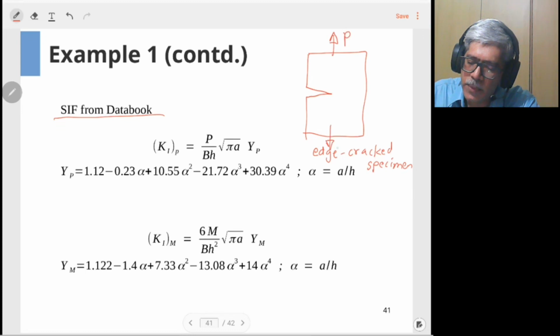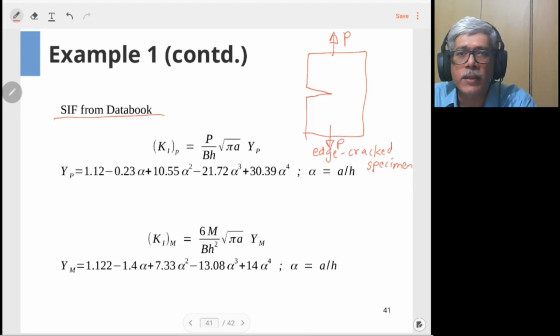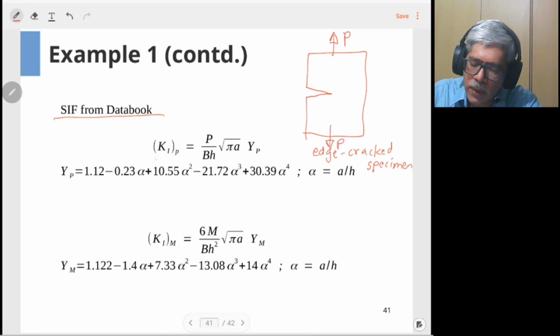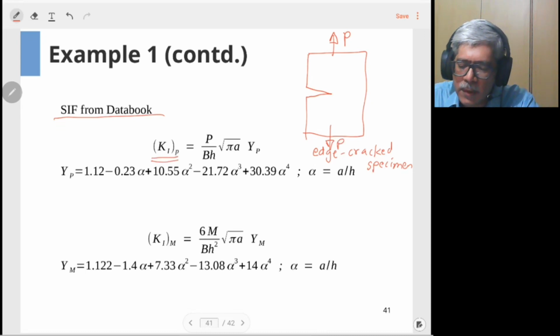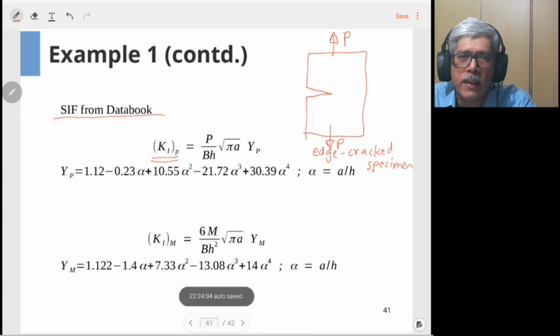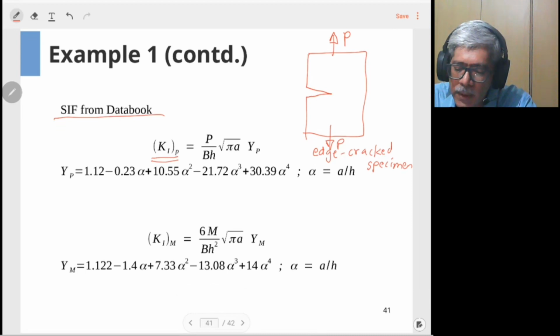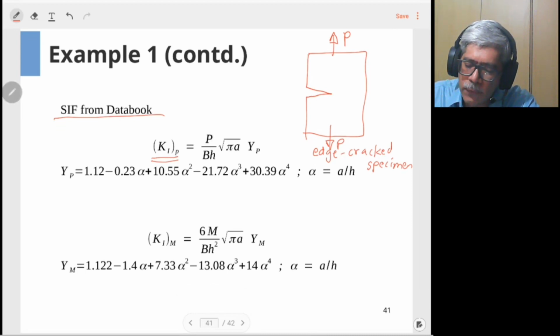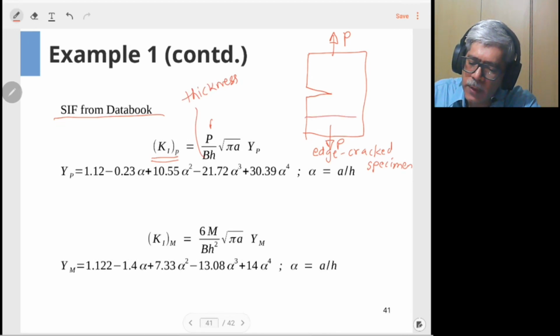One is when it is subjected to an axial load P. Under axial load P, the stress intensity factor is defined as K1P, in terms of load P, where B is the thickness of the plate, and H is the width of this plate.